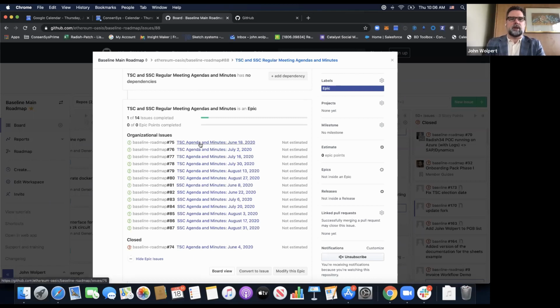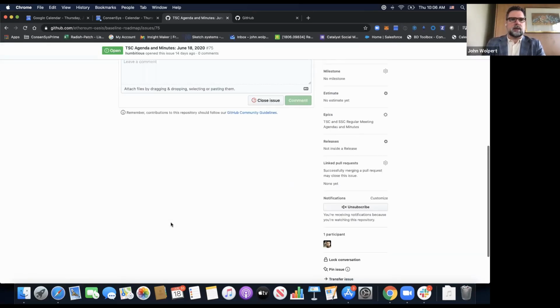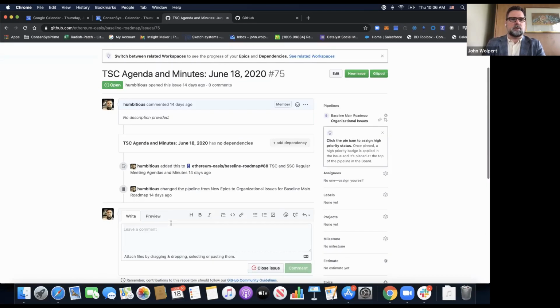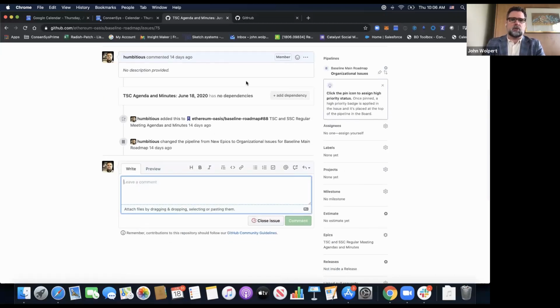So for June 18th, which is today, TSC agenda and minutes. Because we haven't really used this before, there's no real agenda in this one. You might see the last one from the SSC was quite extensive, and then we use minutes. Anytime you want to add something to the agenda here, go in and write a comment, and that's where it'll go. And then this is where all the minutes and materials from the meeting will go after we compile them. Does that sound good to everybody?